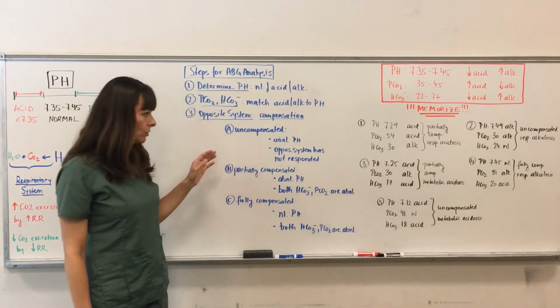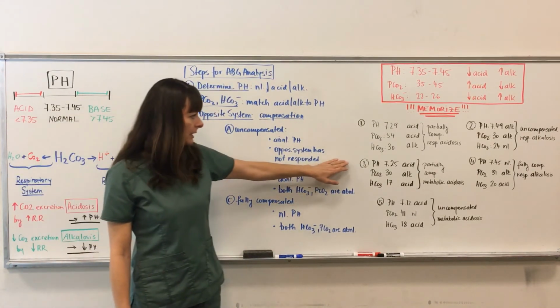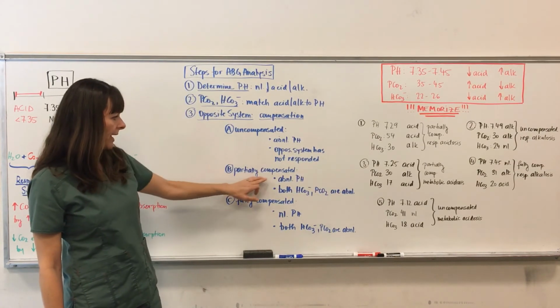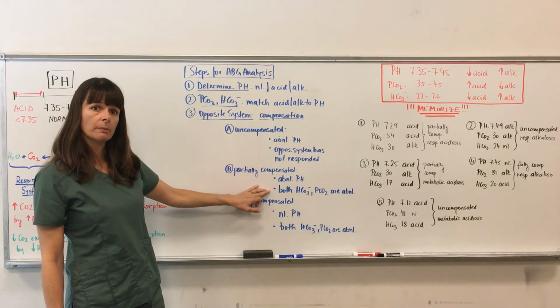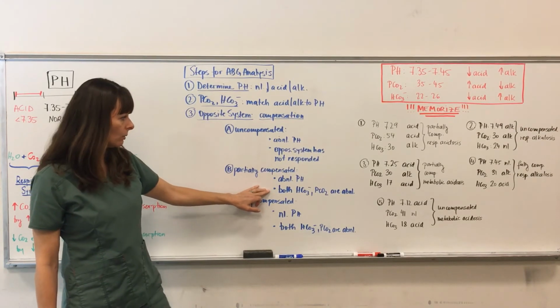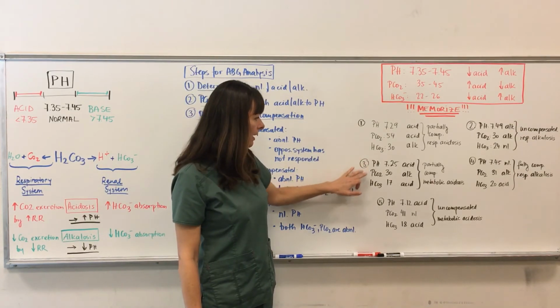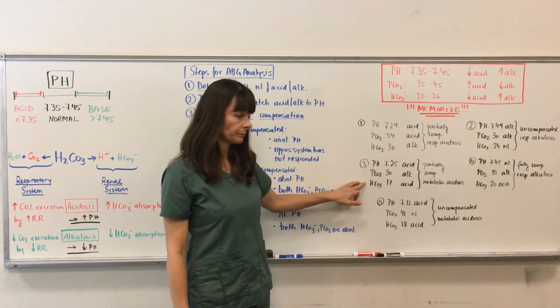So looking at my rules over here, I have an abnormal pH, and both of them are abnormal as well. So I have an abnormal pH with both bicarbonate and PCO2 being abnormal. Therefore, I have partially compensated metabolic acidosis.